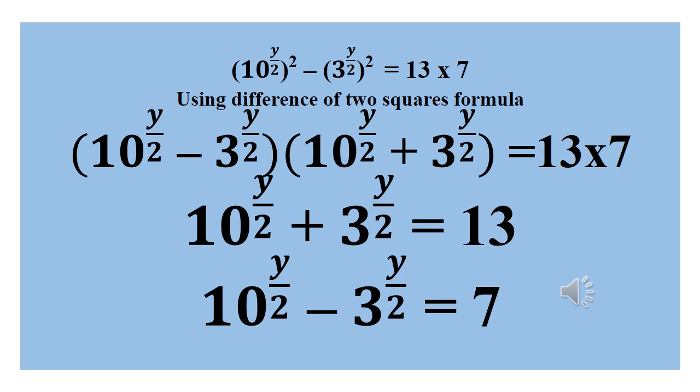Now, we have two simultaneous equations there, which are: 10 raised to power y over 2 plus 3 raised to power y over 2 equals 13, equation 1. Then 10 raised to power y over 2 minus 3 raised to power y over 2 equals 7, equation 2.